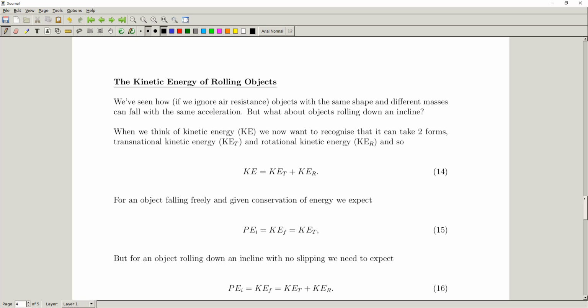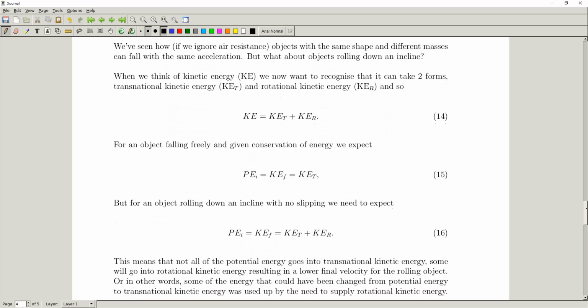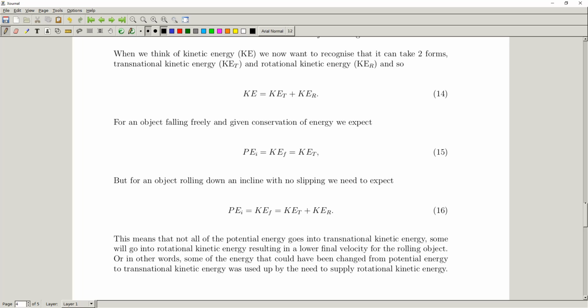So what we're going to be looking at here is the kinetic energy of rolling objects, right? We've already seen how, if we ignore air resistance, objects with different masses, or even different shapes, are going to fall with the same acceleration, right? Ignoring air resistance. But what about objects rolling down an incline? Would we expect the same if we ignored air resistance and rolled two objects down an incline? Should they roll down at the same pace? Well, let's take a look at that and see what ends up happening, right?